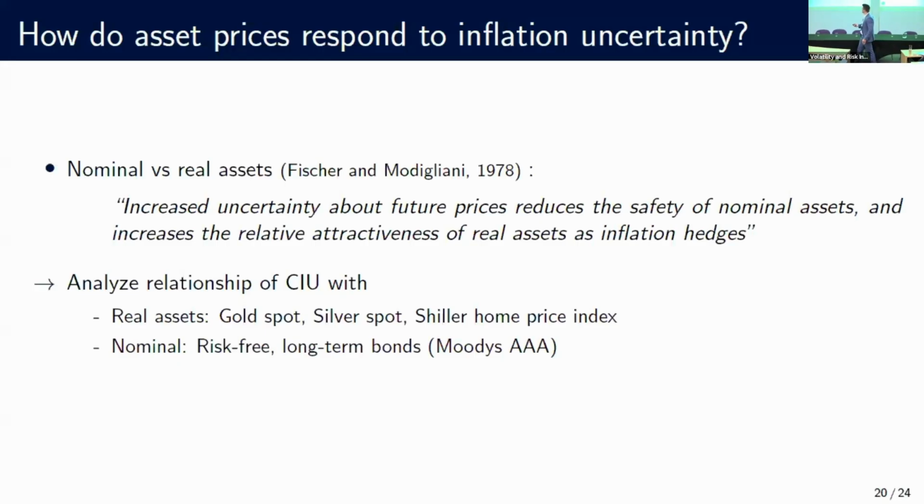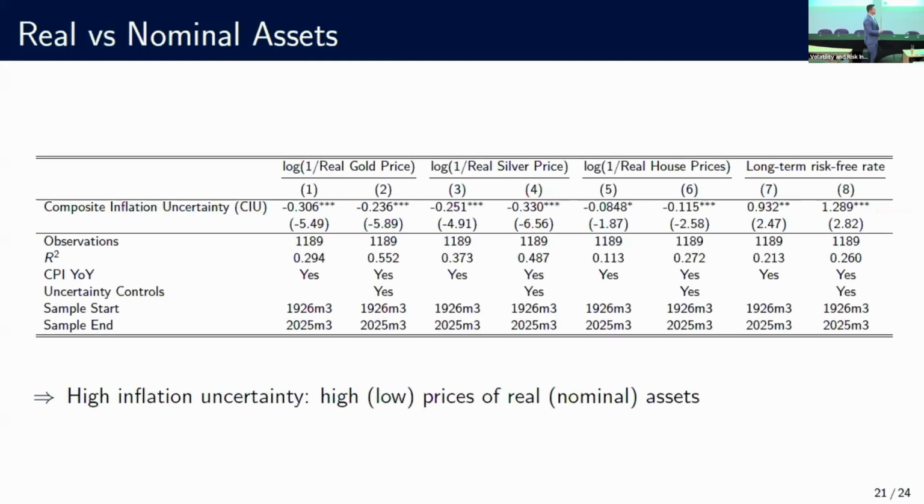So we're going to analyze the contemporary relationship of CIU, our inflation uncertainty measure, with the prices of nominal and real assets. We're going to focus as real assets on gold spot, silver prices, the Schiller Home Price Index, and nominal risk-free long-term bonds. Now, the one thing that I'm doing in this analysis that may look confusing in the end, I'm essentially using 1 divided by the price. That's essentially a proxy for the expected return on all of these assets.